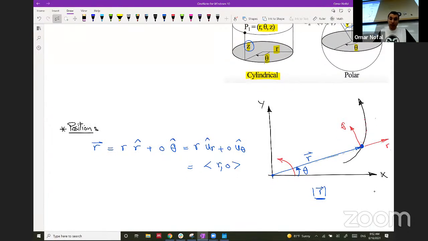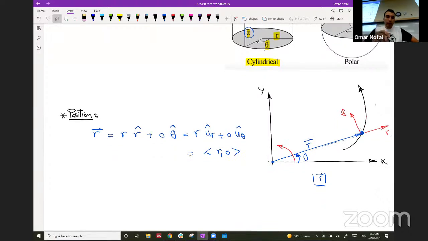So this is the position vector, and let's make some definitions. r is the radial axis, which goes from the origin to the particle, and theta is the transverse axis to r in the direction of increasing theta. So we don't have to write them out, just what r is and what theta is.